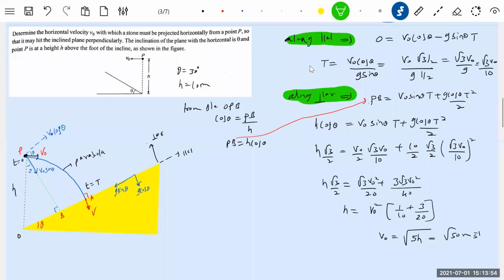Analyzing motion along the incline and perpendicular to the incline. I think when it strikes normally, this idea is very important. When it strikes normally, the component of velocity along the incline must be 0. It is going to help us a lot in most of the numericals. It strikes normally means the problem is very easy. I'm making things safe. If it strikes normally, you can first find out the time of flight with that condition. Please do remember, this is very important in inclined projectile.